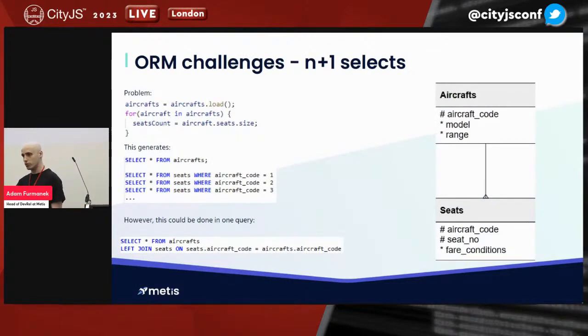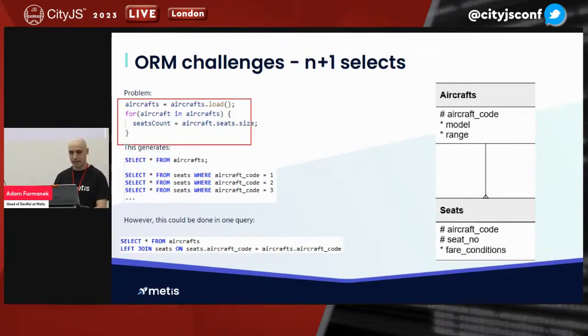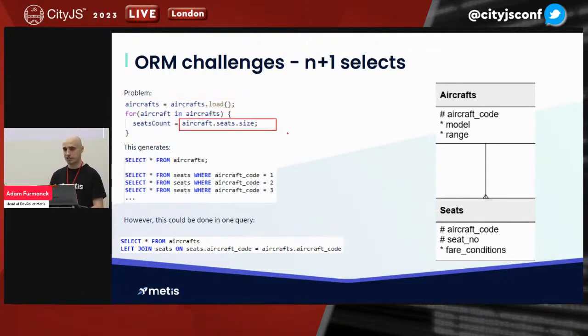Meaning that if you use an ORM library, the worst part of ORM is that it hides so much of the configuration behind the scenes, right? The one problem you probably all know about is n+1 selects. So we have an aircraft table that is related one-to-many with seats. And we write seemingly innocent code that basically loads all the aircrafts, and then for each aircraft, we just get the seats, right?